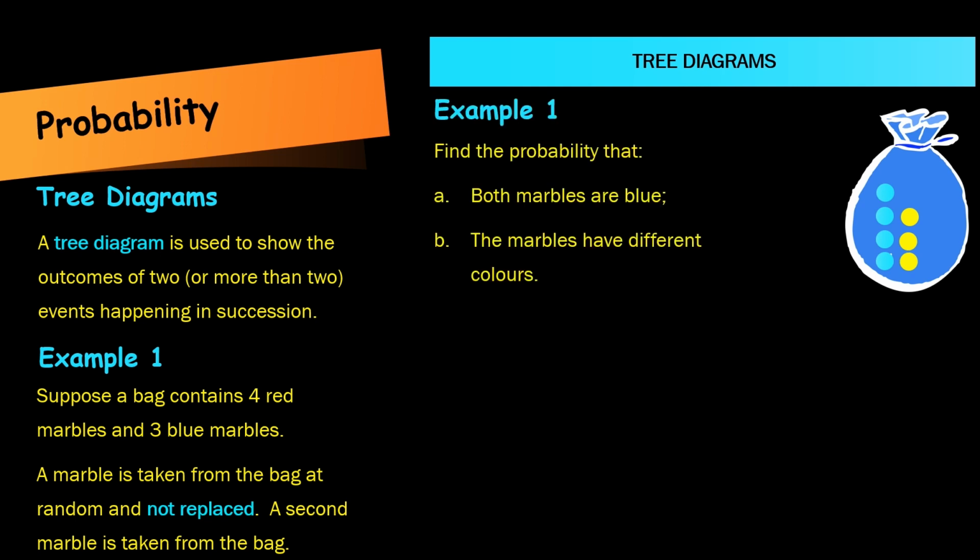We're now going to look at some exercises shown on your screen. Pause the video and have a go. Press play when you're ready to view the solutions. So we're required to find the probability that, firstly, both marbles are blue, and secondly, that the marbles have different colours.